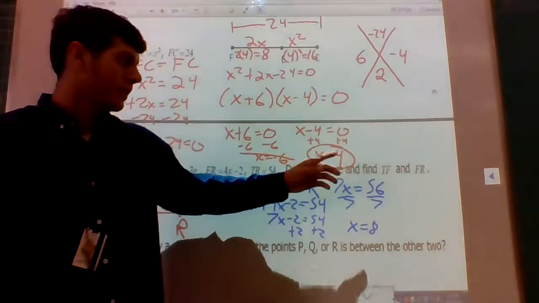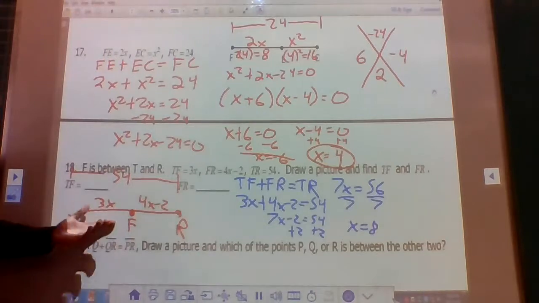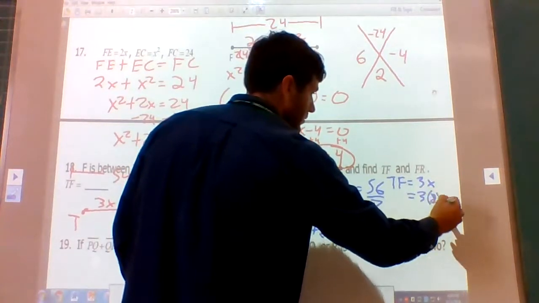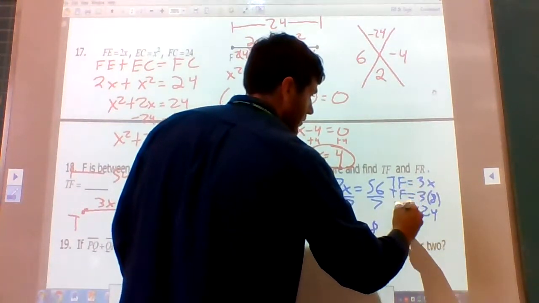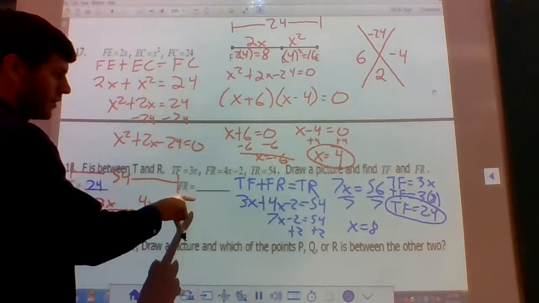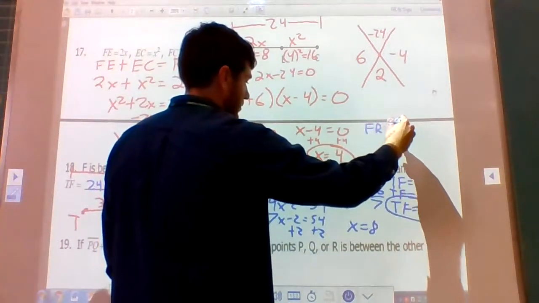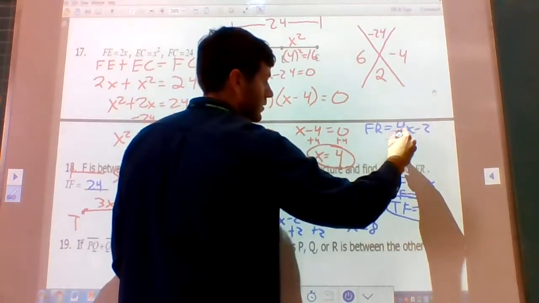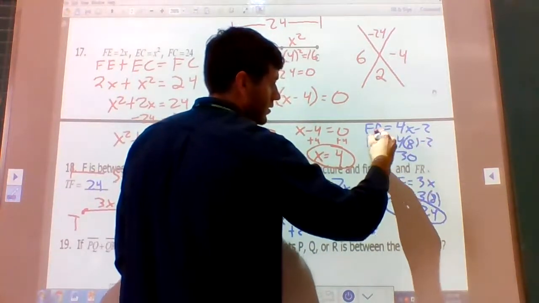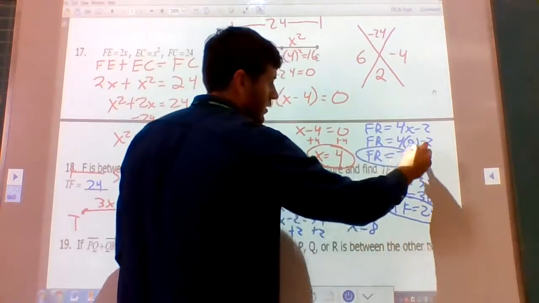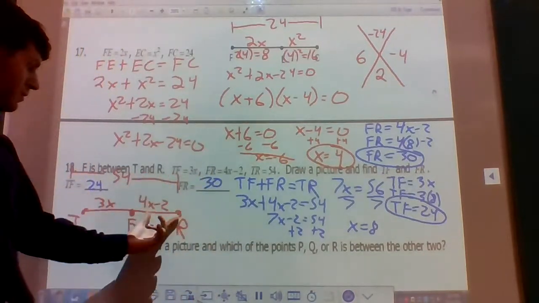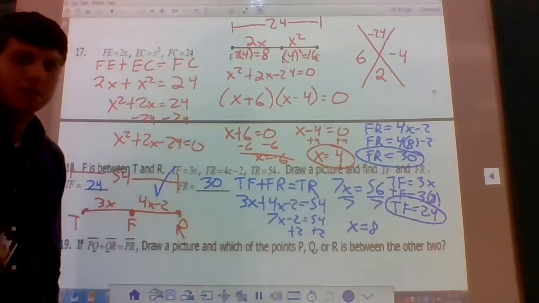But we're not looking for x. We're looking for TF and FR. So we need to substitute them in. So TF is 3x. So that's going to be 3 times 8, which is 24. So TF is 24. And then FR is equal to 4x minus 2. So that's going to be equal to 4 times 8 minus 2, which is going to be 32 minus 2, which is 30. And what is 24 plus 30? 24 plus 30 is 54. So check. We know we did it right.